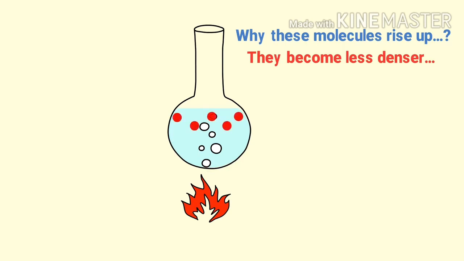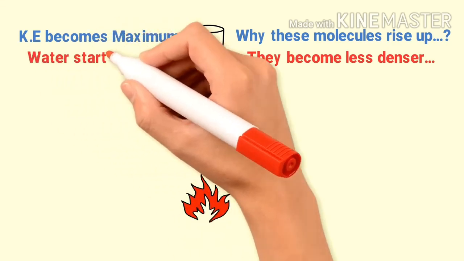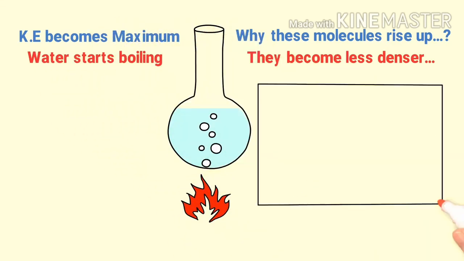Now, the more dense molecules at the top fall down to the bottom. After absorbing heat energy, these molecules will also rise up. Thus, the less dense molecules of water rise up and the more dense molecules fall down. This process would continue until all the molecules of water get heat energy. A time will reach when the kinetic energy of these molecules will be maximum and the change of state will start. Water will start boiling.